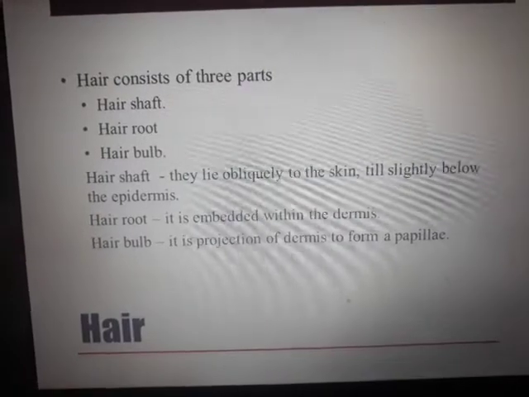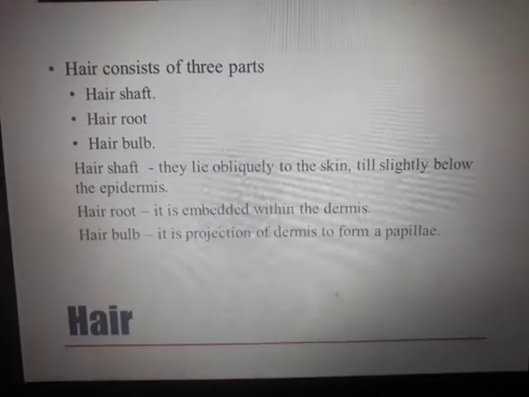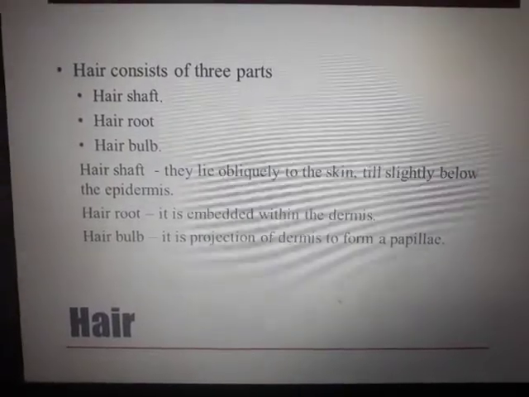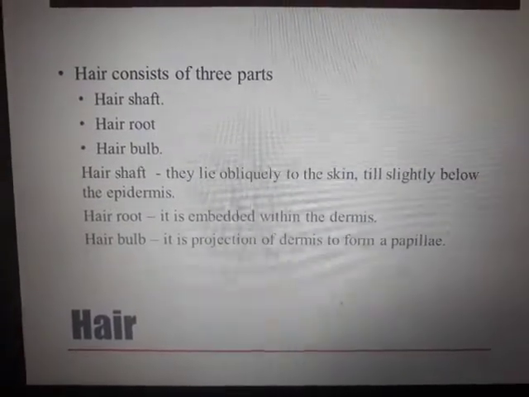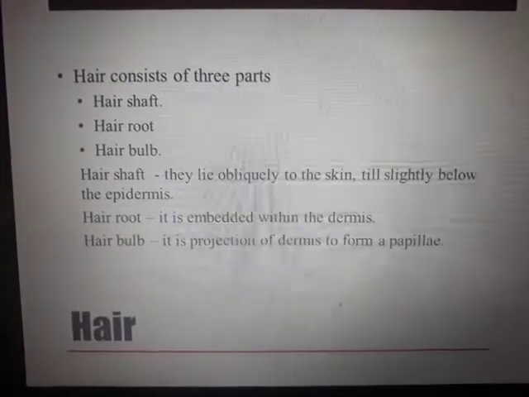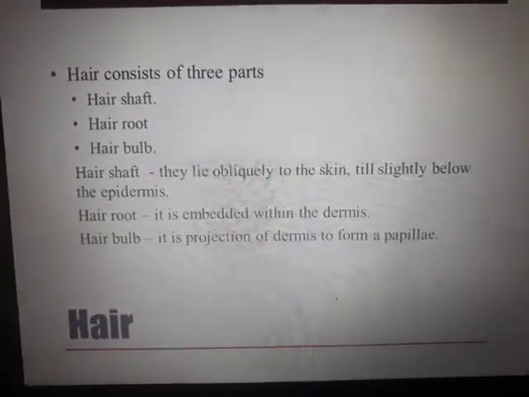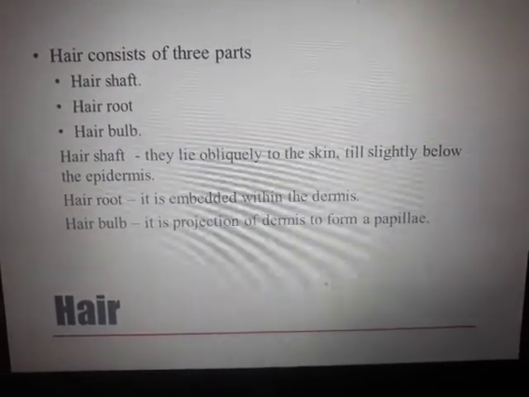Starting with hair now, the first derivative. It consists of three parts. First is hair shaft, hair root, and hair bulb. When we are talking about this, you can go to the content or have a picture of the skin with you, so that you understand which part is which. So first one is hair shaft. They lie obliquely to the skin till slightly below the epidermis.